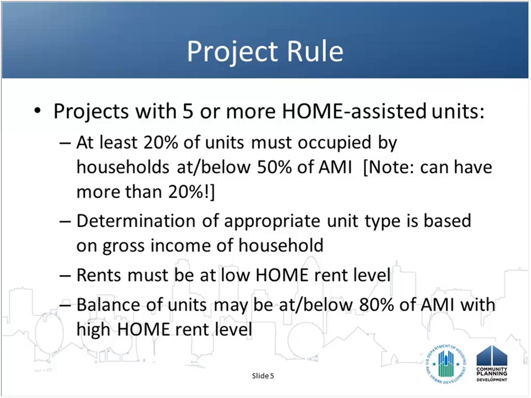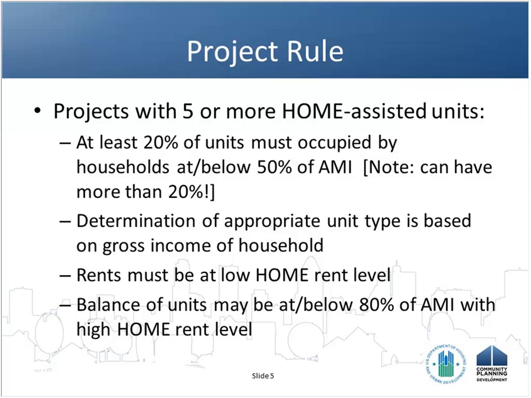So as you are renting up the unit at initial occupancy for those set-aside units at 50% or below, then we're going to need to check that our household has the appropriate income level to qualify to be placed in what we're going to be calling a low HOME unit. And these more affordable units are going to then have a lower rent. So they're going to have the low HOME rent level. And we'll be talking later within this training about the specifics of the rent schedules.